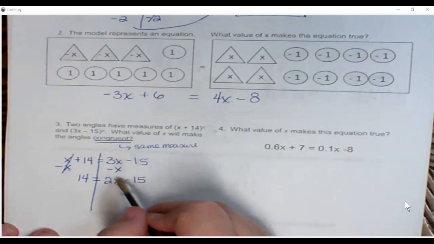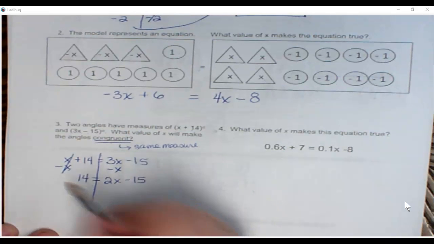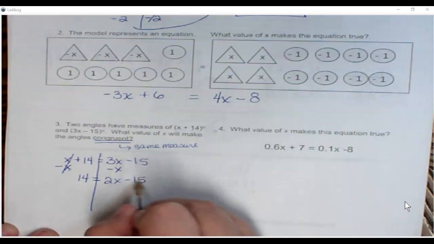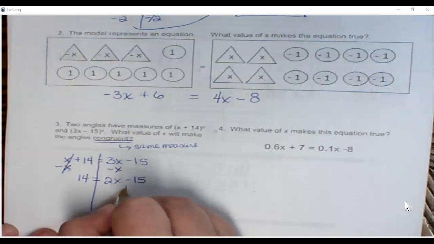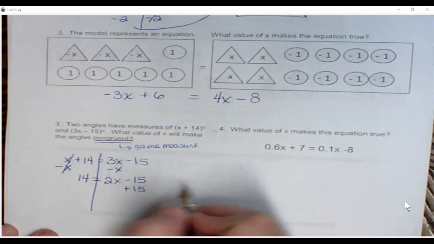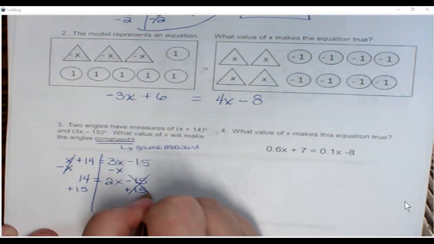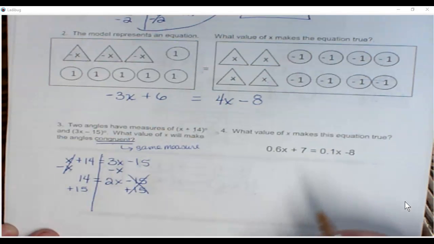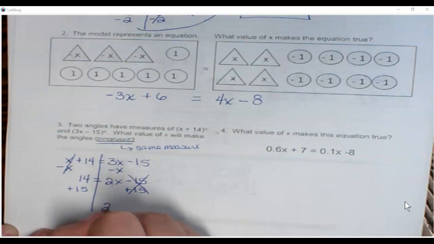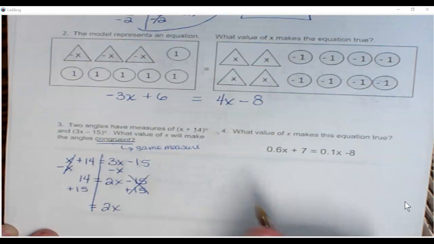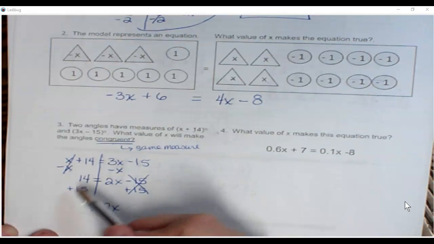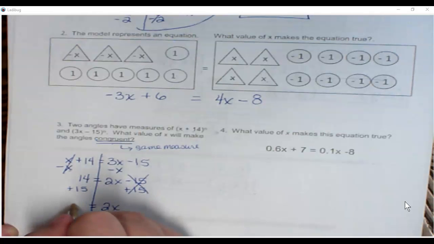So now my variables are on the right, so my numbers need to go on the left. So I have to move negative 15. So the opposite of subtracting 15 is to add 15. But what I do to one side, I do to the other. 15 negatives and 15 positives make a zero pair. I'm left with 2x is equal to 14 plus 15 gives me 29.